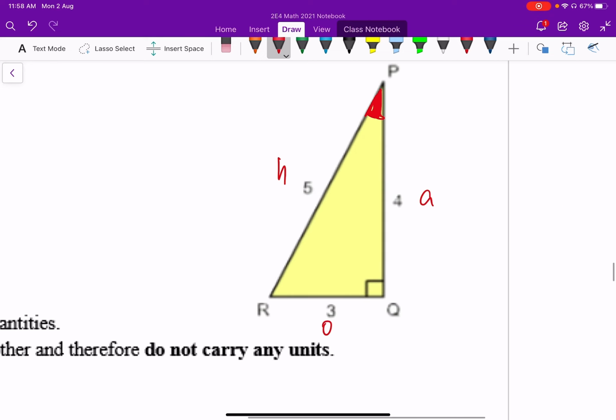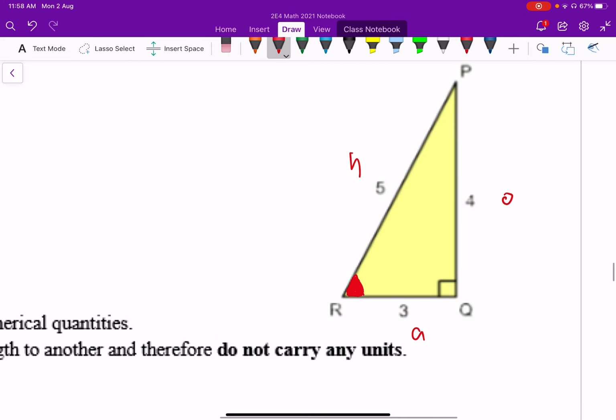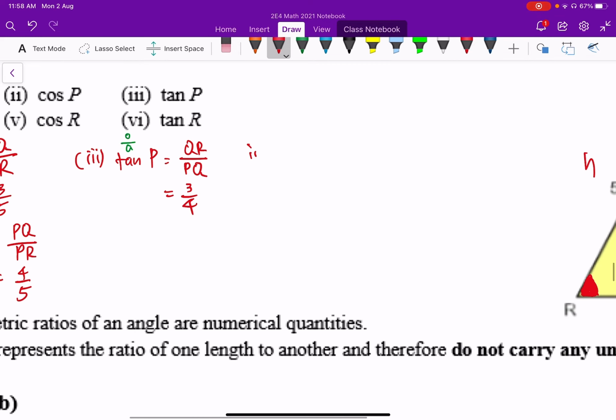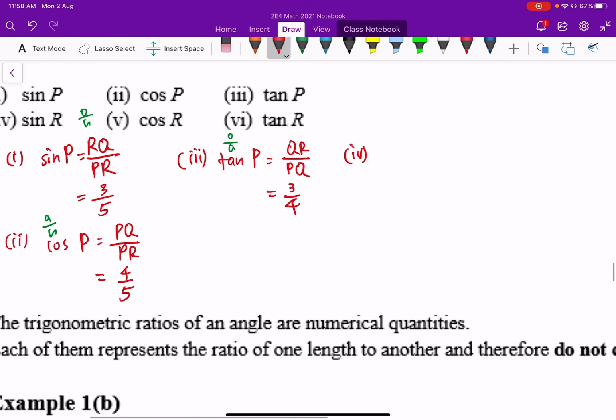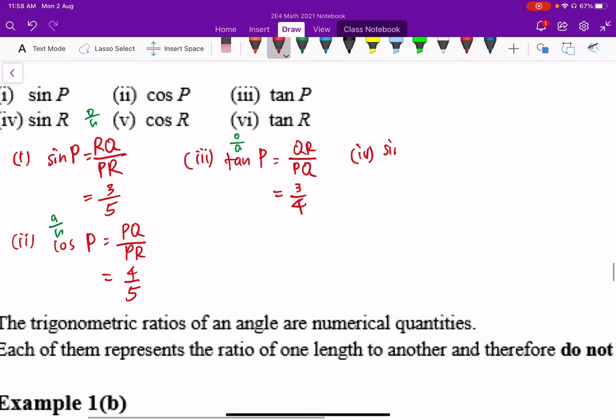Then, when it comes to the next part, I'm no longer using P as a reference angle. I'm using R as a reference angle now. Okay, pay attention. R is my reference angle. So, my O and A swap. Okay, so it changes. So, next part, part 4. Sine R, what is it equals to? It will be PQ over PR.